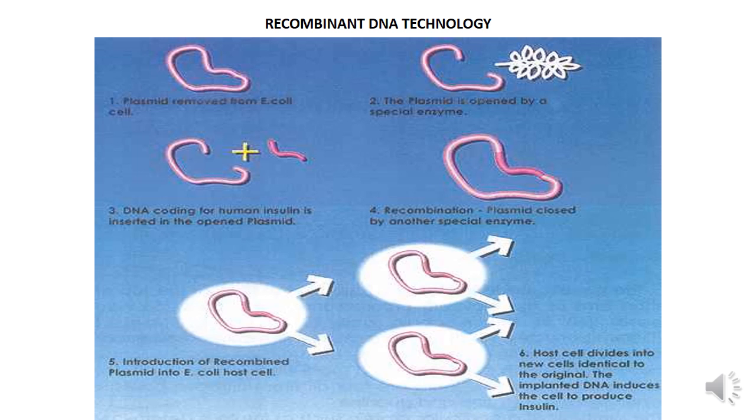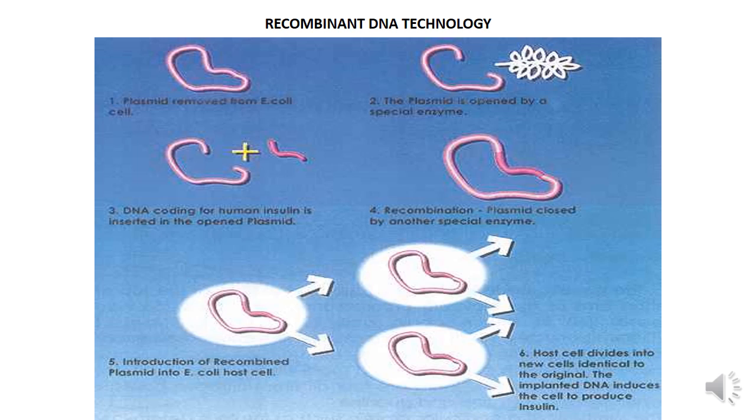In recombinant DNA technology, we remove the plasmid from the E. coli cells. Plasmid is an extra chromosomal DNA. The plasmid is cleaved or broken open with the help of a special enzyme. Now what we do is we introduce the DNA which codes for the human insulin into this broken plasmid. Next, this is recombined. The plasmid is closed with the help of another special enzyme.